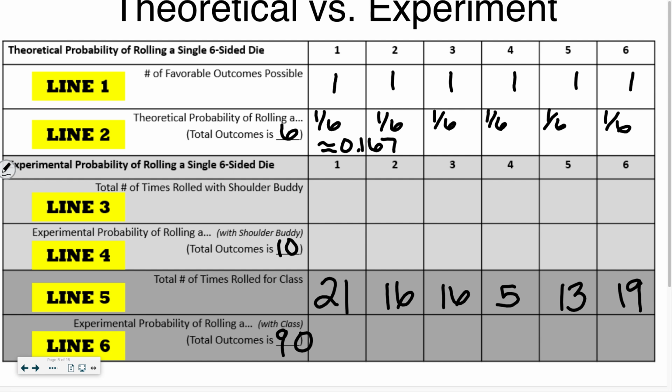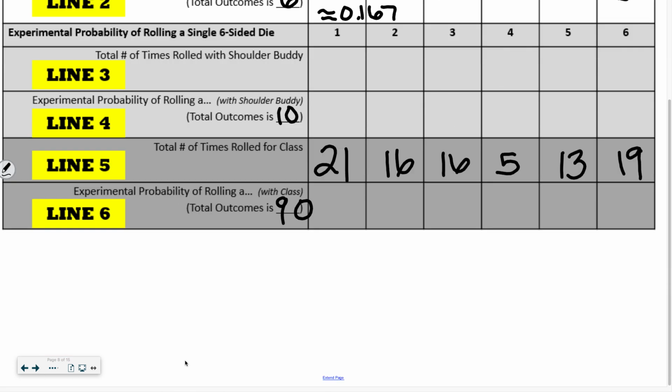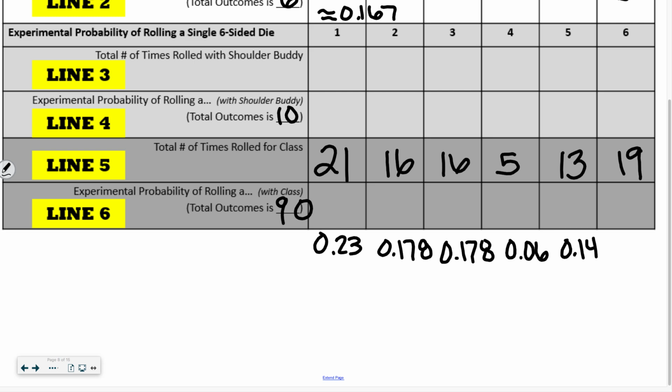Success. Okay, now what I'm going to do is take each of those numbers, and I know it's kind of hard to see in the shaded regions here, and divide them by 90. So 21 divided by 90 is 0.23. 16 divided by 90 is 0.178. I don't know what happened with those fours. 0.06. 13 divided by 90 is 0.14. And 19 divided by 90 is 0.21.